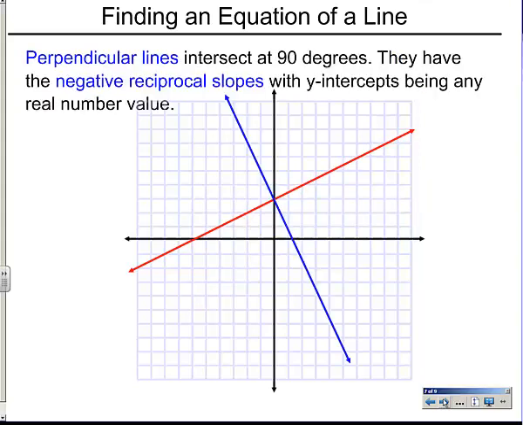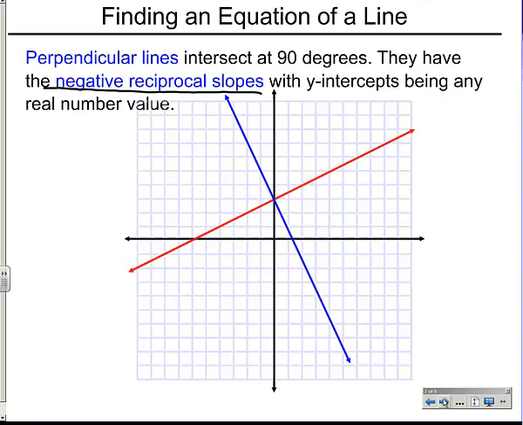What about perpendicular lines? Well, they intersect at 90 degrees, meaning there is a 90-degree angle created right here. They have negative reciprocal slopes. That means slopes that are flipped over and the signs are changed. The y-intercepts can be any real number value that they want. They can cross at the same location. They don't have to have the same location, but I went ahead and used it on this one as an example.